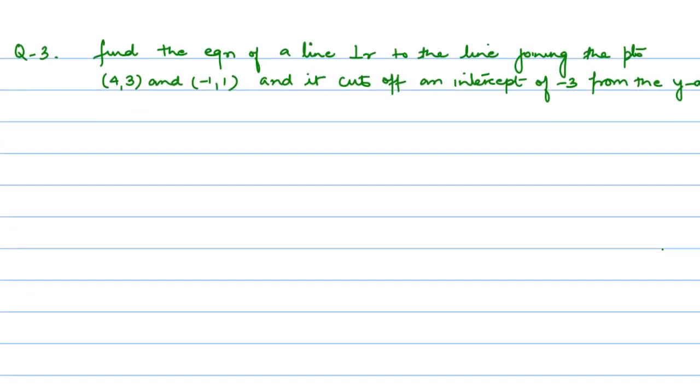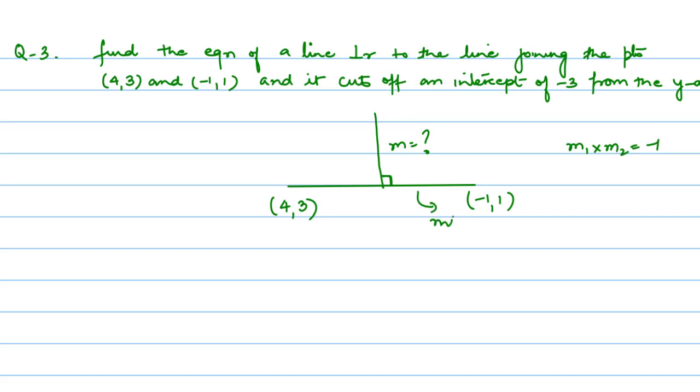Third question. Find the equation of a line which is perpendicular to the line joining the given two points, and it cuts off an intercept of minus 3 from the y-axis. Now, two pieces of information again. The line we are looking for is perpendicular to the given line, which is formed by joining these 2 points. So first of all, we can find the slope of our line using the concept m1 into m2 is minus 1. Let the slope of the given line be m1, and let the slope of our line be m2. The product of the slopes should be minus 1 because the lines are perpendicular.